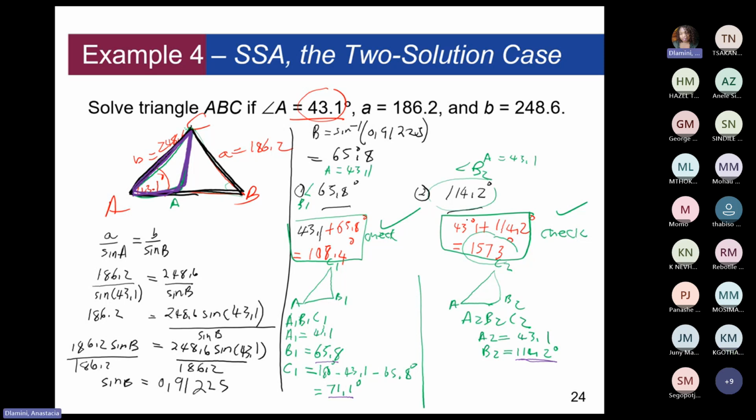And then you can find C. So now in this case, C2 will be what, guys? C2 being, okay, how much would it be? Check. It'll be 22.7.